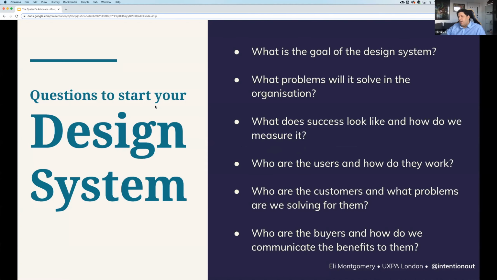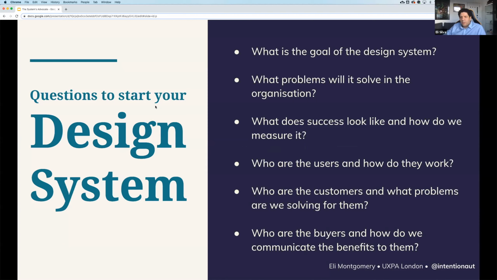There are a couple of questions that you're probably going to have to ask yourself. These are product management style questions that should be fairly familiar if you're doing digital design, right? What's the goal? What problems are you trying to solve? What does success look like? And how do you measure it?